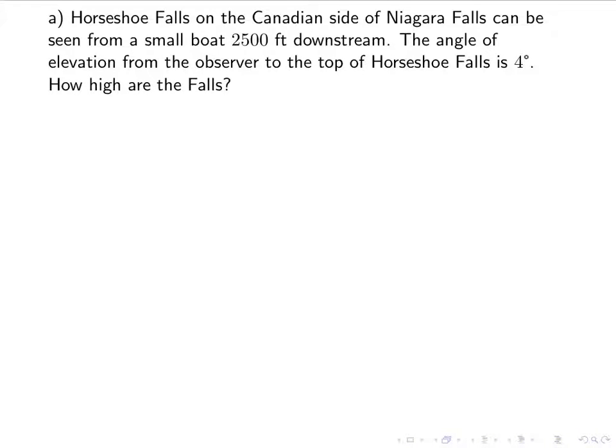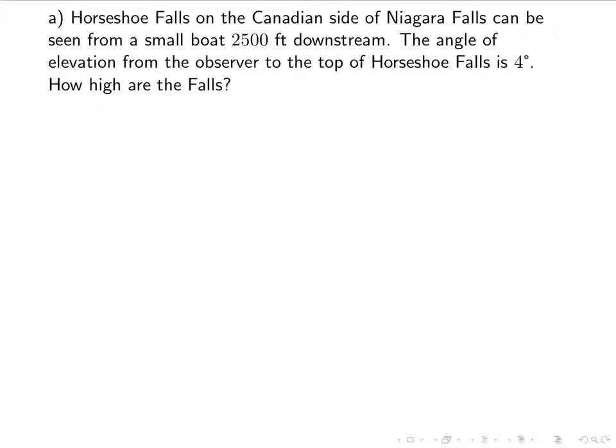So for our first example, we have that Horseshoe Falls, which is on the Canadian side of Niagara Falls, can be seen from a small boat 2,500 feet downstream. The angle of elevation from the observer to the top of Horseshoe Falls is 4 degrees. How high are the falls?